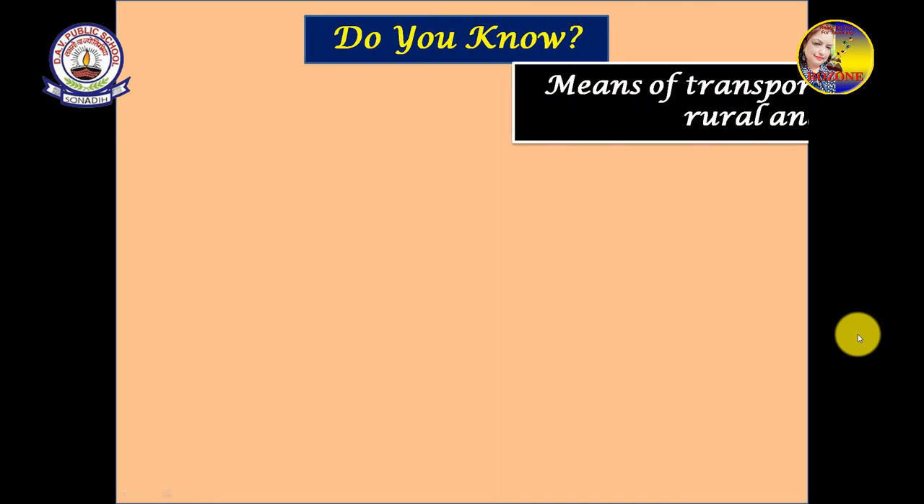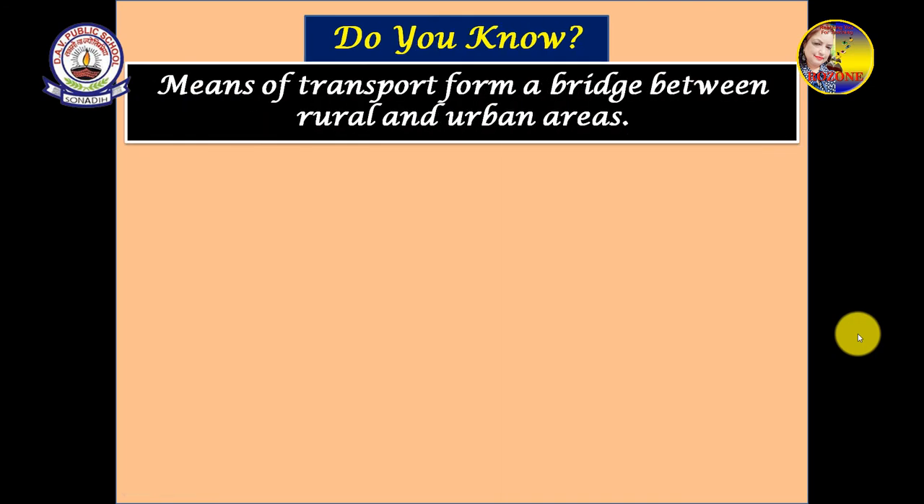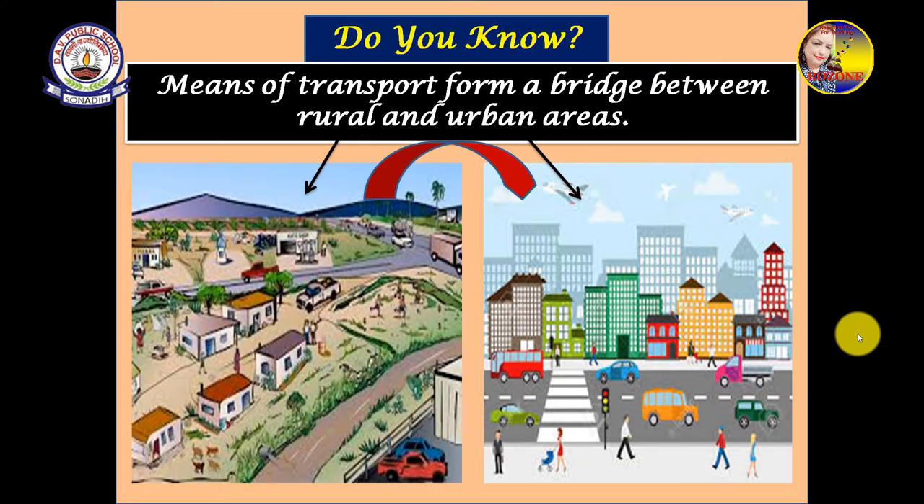Do you know, means of transport form a bridge between rural and urban areas. This is a rural area, village area, and this is an urban area, a city area. So these means of transport act as a bridge. They connect the rural areas with the city areas.